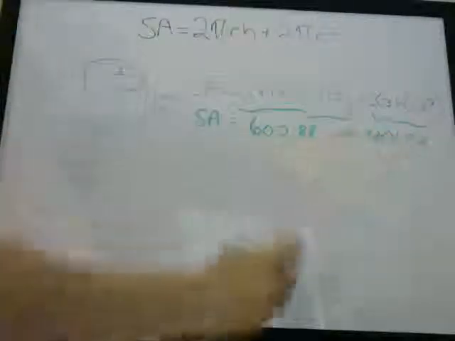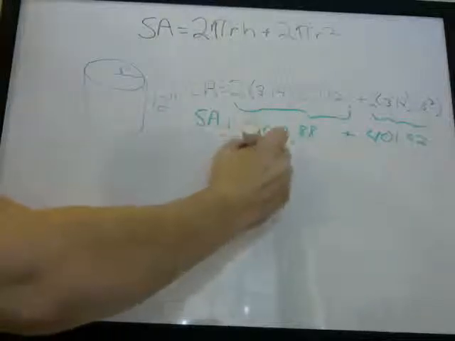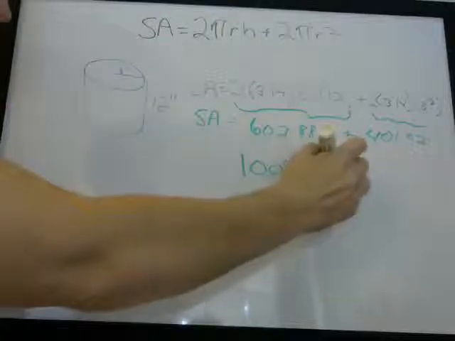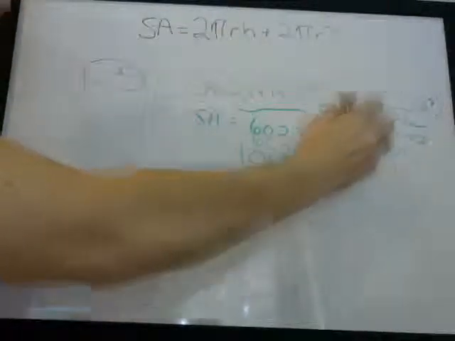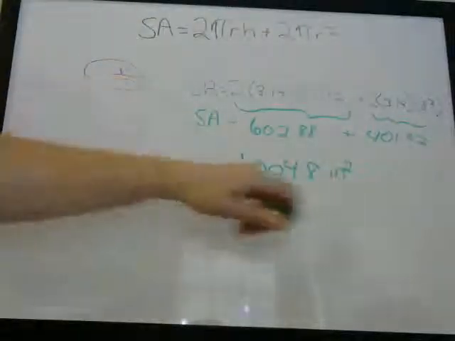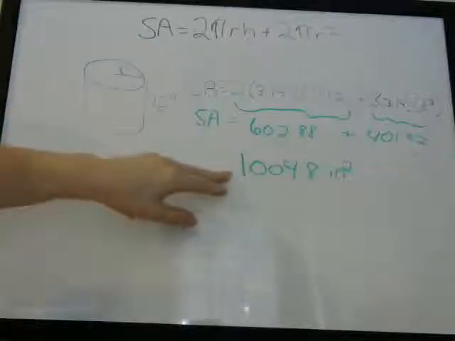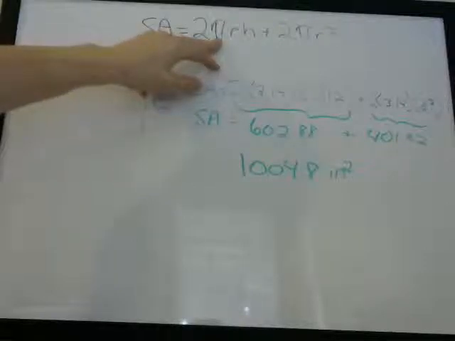602.88 plus 401.92 in total is 1004.8. And the units on surface area is just like any area problem, it is squared. So if this is in inches, it's going to be inches squared. So that's the answer to that question. Now let me tell you, sometimes they might leave the answer in your multiple choice in terms of pi. I don't want you to be confused by that.